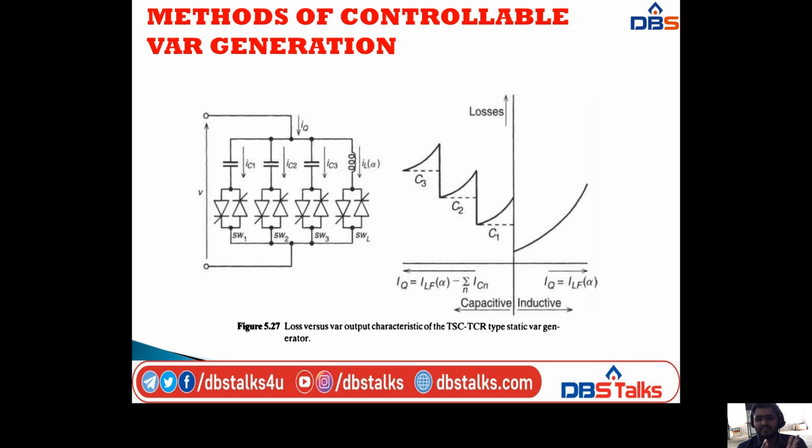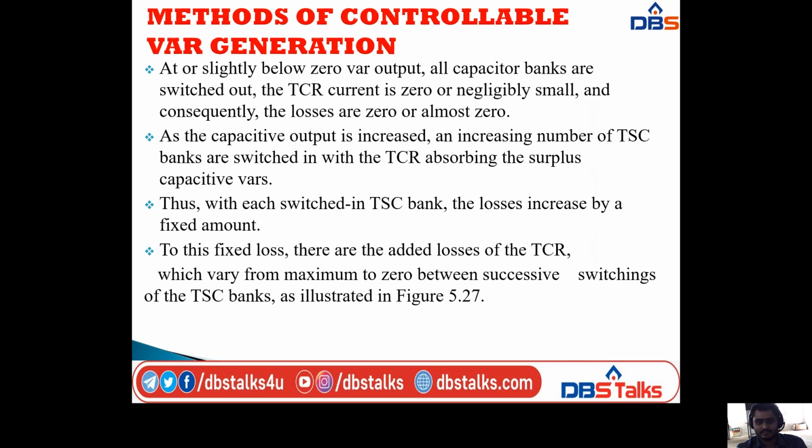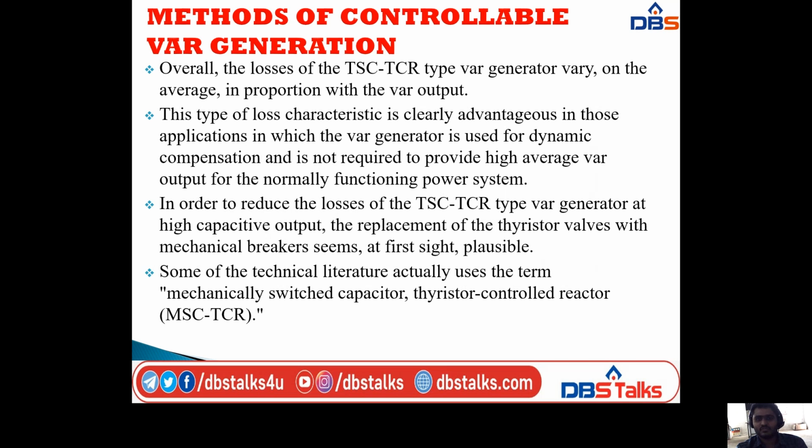On the left side, we have the capacitor arrangement, and on the right side, we have the inductive. Here, IQ is equal to, on the capacitor side, IL into alpha minus sigma and ICN, and for the inductive, IQ is equal to IL into alpha. Okay, this is the loss versus VAR output characteristics. And next, overall, the losses of the TSC-TCR VAR generator vary on the average in proportion with the VAR output.